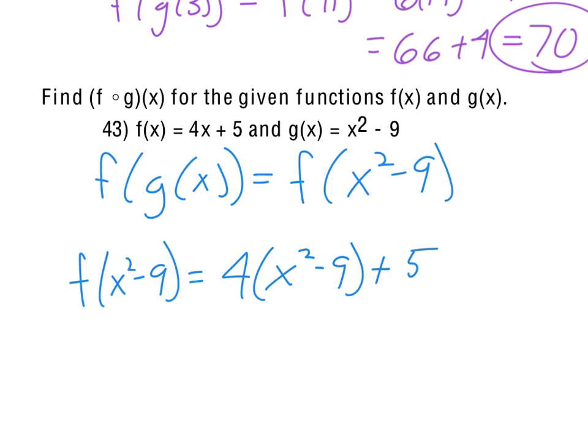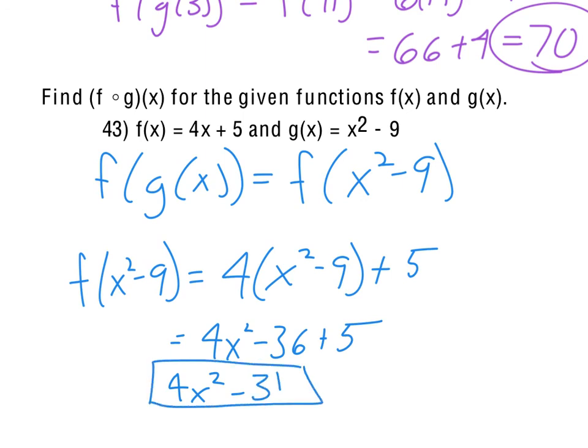So you can see here how it's really 4 times the input plus 5, which is what our f function is, 4 times x plus 5. Just in this case, instead of x, we have x squared minus 9. So we do a little distribution. We get 4x squared minus 36 plus 5. So we get 4x squared minus 31 for our f of g of x.